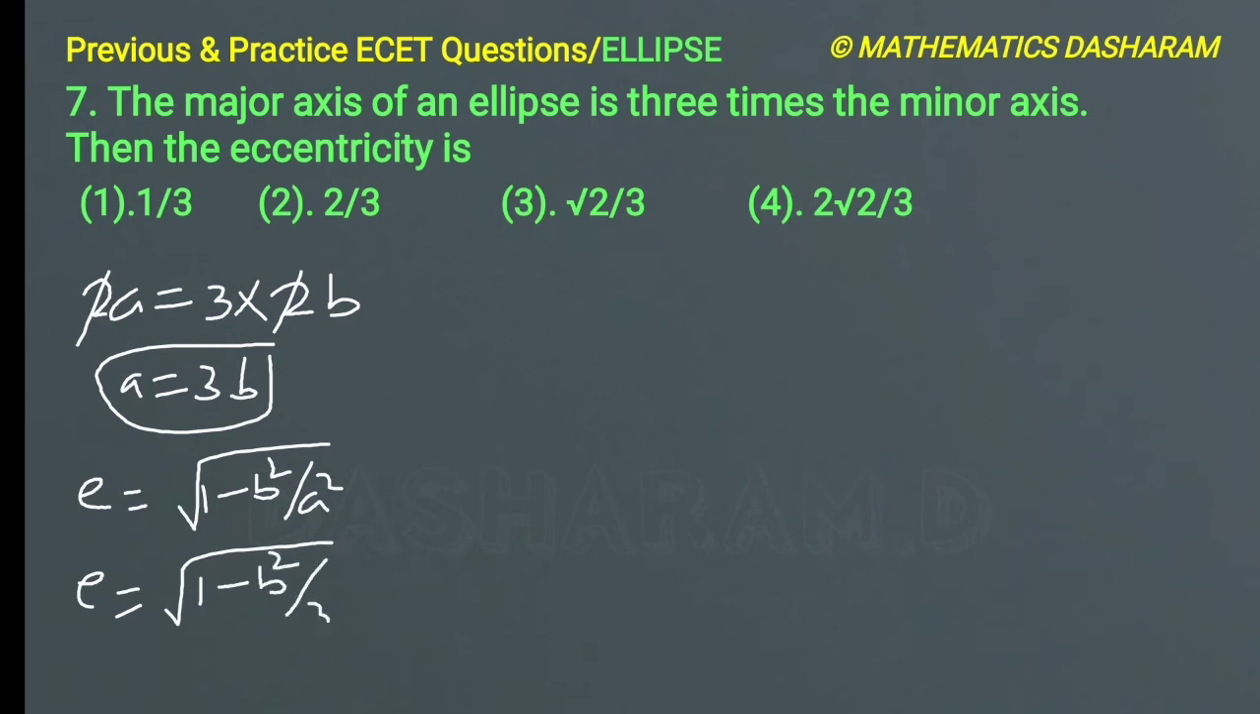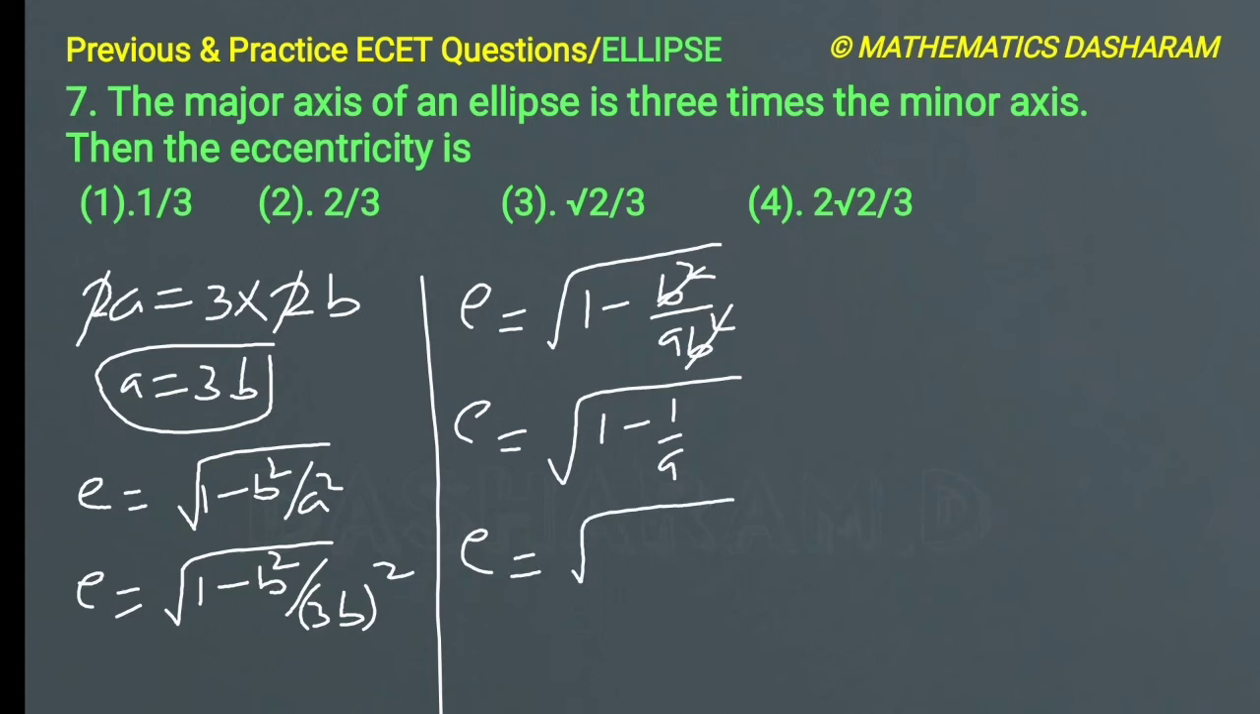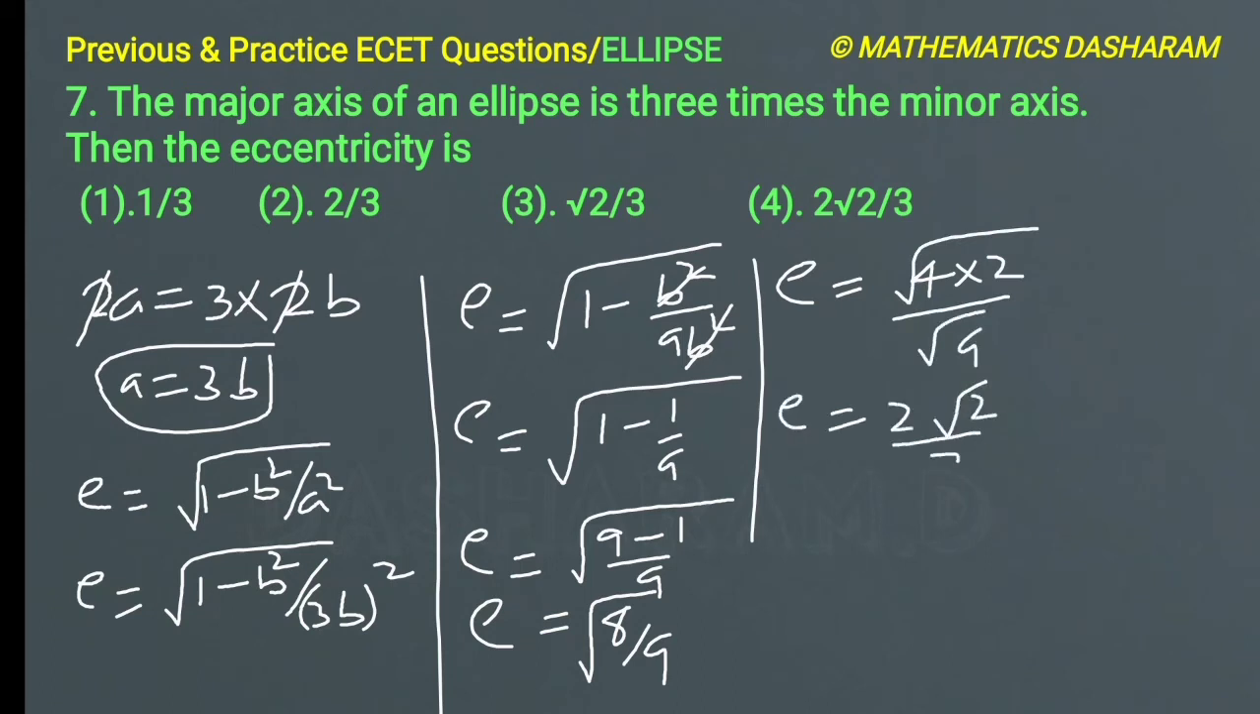The a value is 3b, so 3b whole square. Now e equals under root 1 minus b square divided by 9b square. B square cancel. e equals 1 minus 1 by 9. e equals under root 9 minus 1 divided by 9. e equals 9 minus 1 is 8 by 9 under root. So e equals, 8 can be written as 4 into 2 divided by root 9. Then e equals 2 root 2 divided by 3. So option 4 is correct.